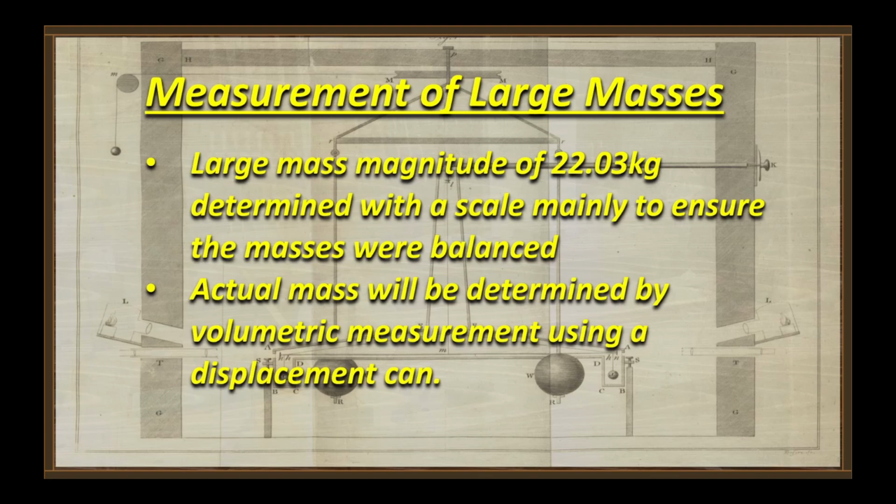But the best way I have of doing it will be a volumetric measurement using a displacement can. In other words, we'll just simply measure how much water one of those balls displaces, and once we have that volume, we know the density of lead very, very accurately, so we can get a very accurate estimation of what the actual mass is.